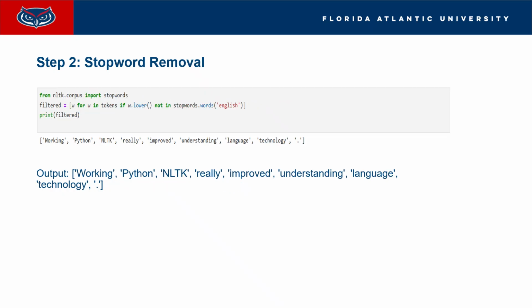The next step is removing stop words. These are common words like and, with, my, or, of, that don't add meaning to analysis. After filtering, we get: working, Python, NLTK, really, improved, understanding, language, technology, full stop. This helps us focus only on the most informative parts of the text.